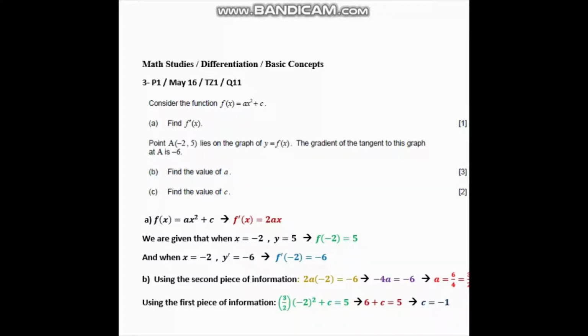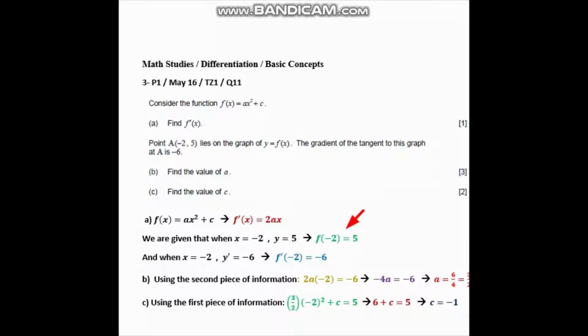Now, forgive me, there is question C here. This is a mistype. So, to find the value of C, I shall use the first piece of information, which I have not used yet, which is the green equation. f of negative 2 equals 5.